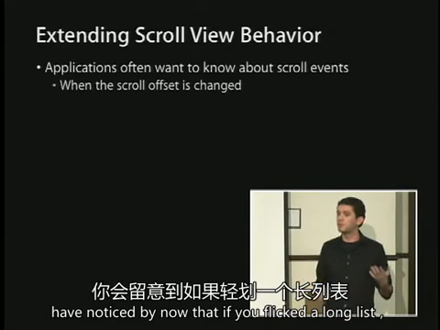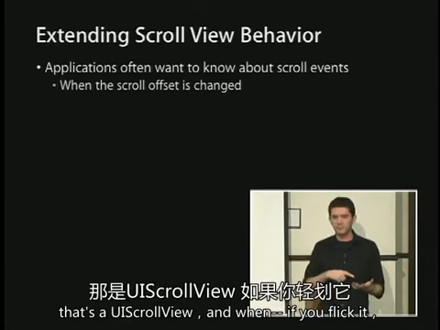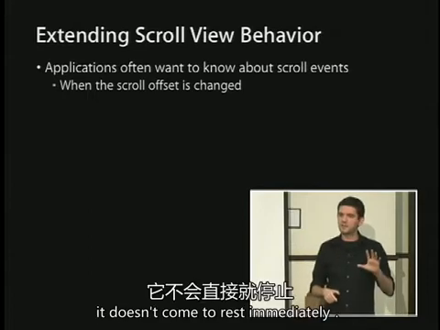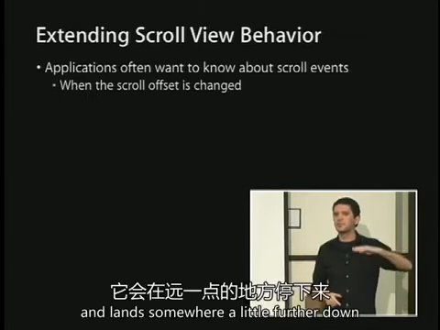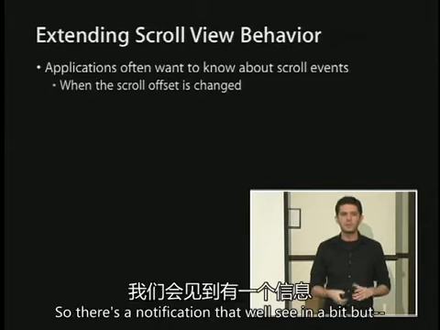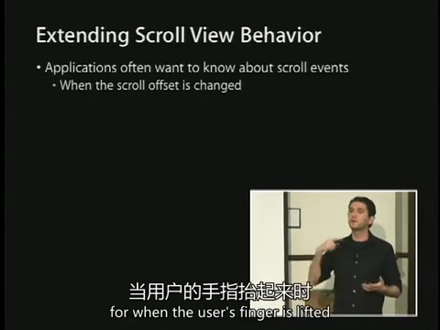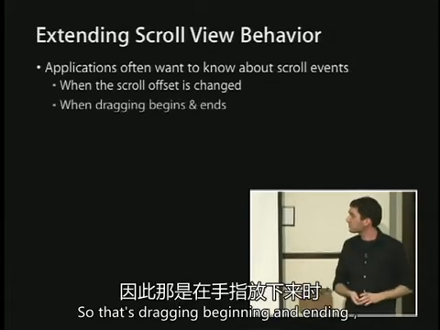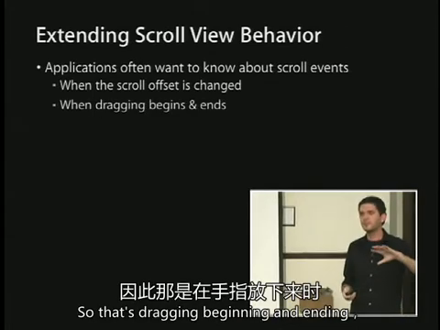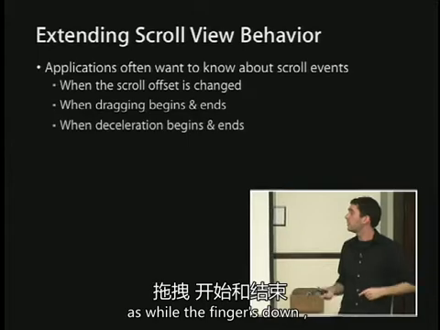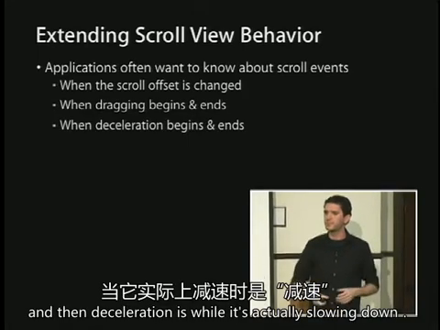flick a long list, that's a UIScrollView. And if you flick it, it doesn't come to rest immediately. It actually decelerates and lands somewhere a little further down. So there's a notification that we'll see in a bit for when the user's finger is lifted and when that comes to rest. So that's dragging beginning and ending is while the finger's down, and then deceleration is while it's actually slowing down.